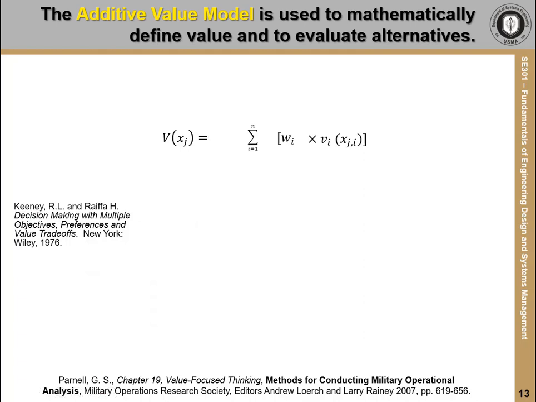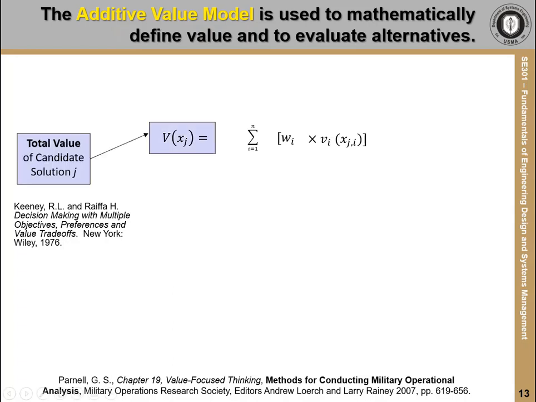Once we have the weights and the value functions for all the value measures, we have all the information we need to apply the additive value model. This equation shows how we compute a total value score for a candidate solution. I'll walk you through it thoroughly and show how what we have done up to this point fits into it.